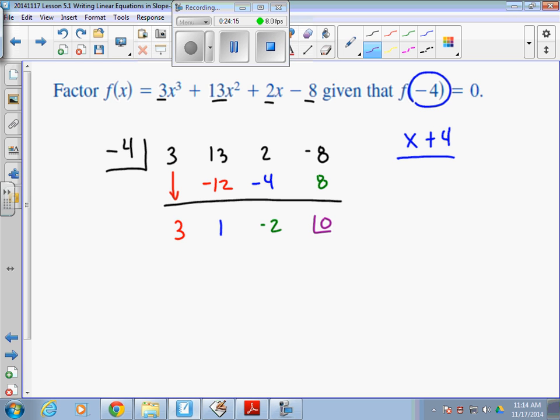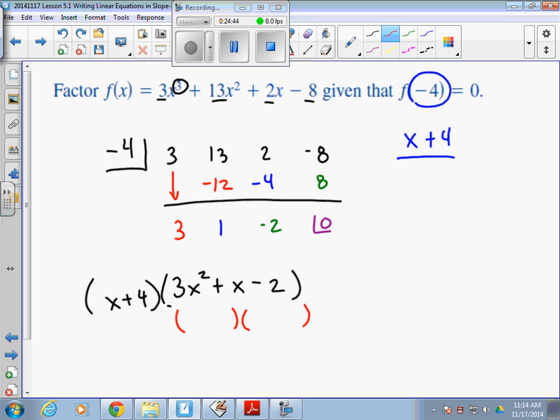Therefore, your trinomial will be 3x, and remember, it's 1 smaller than this one, squared, plus 1x to the first power, minus 2 with no exponent. So 3x squared plus x minus 2 times x plus 4. And then all you have to do is factor this one out.